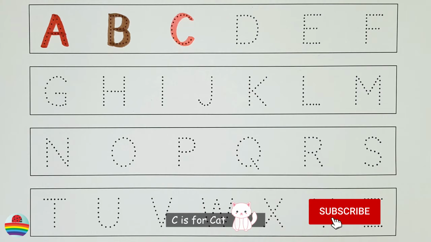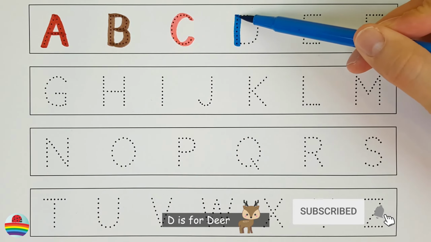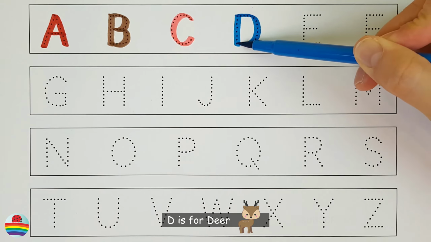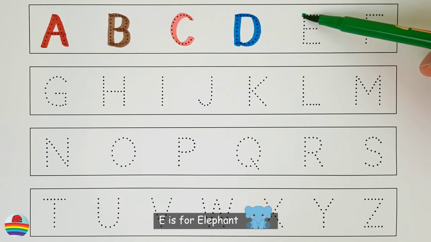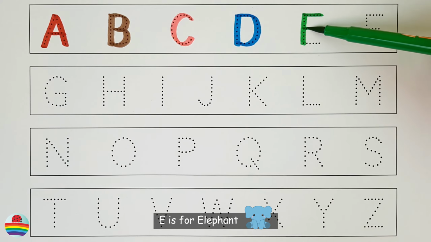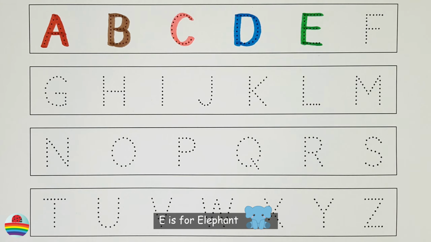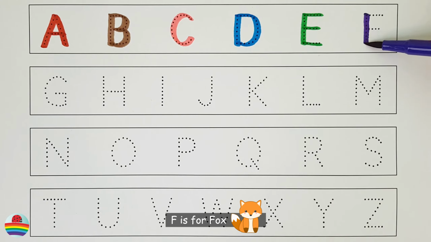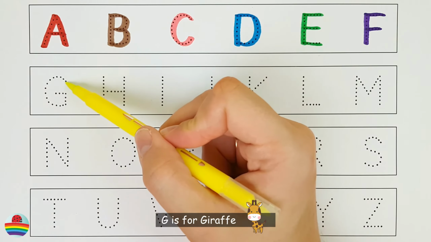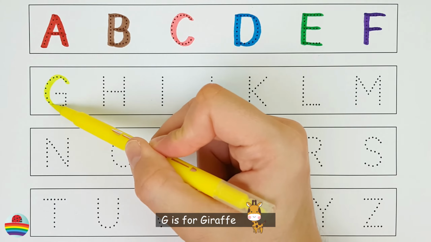D is for deer. E is for elephant. F is for fox. G is for giraffe.